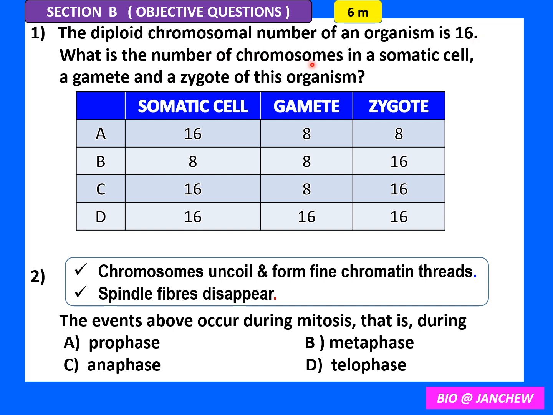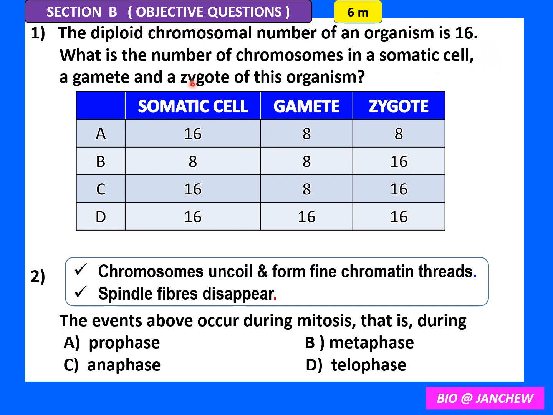What is the number of chromosomes in a somatic cell? Now, somatic cell is also a diploid cell. It has 2 sets of chromosomes, or there are 2 copies of each type of chromosome. So somatic cell will also have 16 chromosomes. Now, gamete is a haploid cell, not a diploid cell. That means it has only 1 set of chromosomes. 1 set of chromosomes equals 16 divided by 2 equals 8 chromosomes.